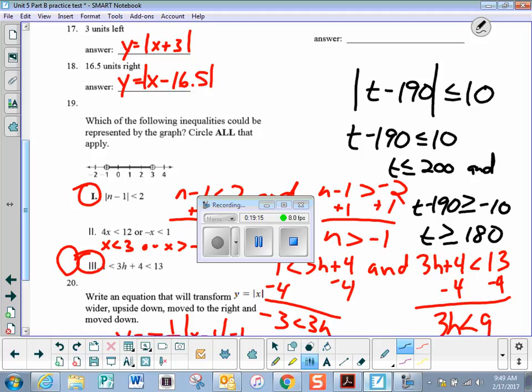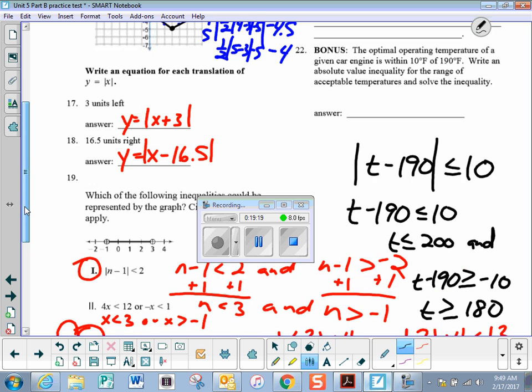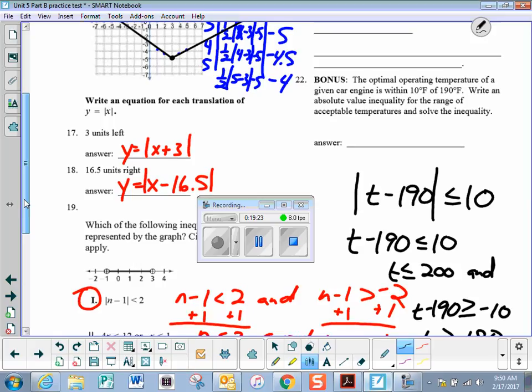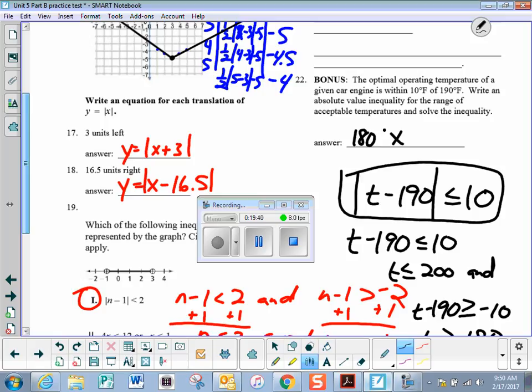I thought the optimal operating temperature was within 10 degrees of 190 degrees, so anything within it. And so I did the absolute value of x plus 100 was less than 90. So the inequality is this. The solution is, right? It says within 10. Well, 180 is within 10. Okay. That's true.